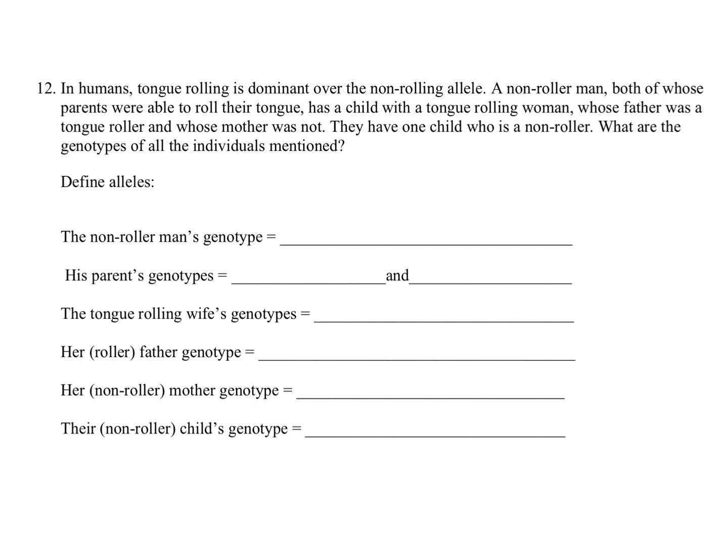In humans, tongue rolling is dominant over non-rolling. So let's go ahead and define our alleles. I'm going to use a capital T. Actually, I'm going to use an R for a roller, a tongue roller, and then I'm going to use a little r for a non-roller.